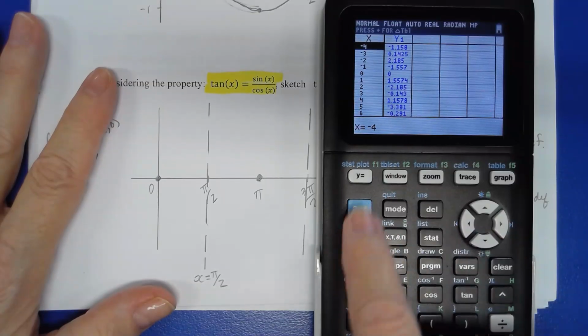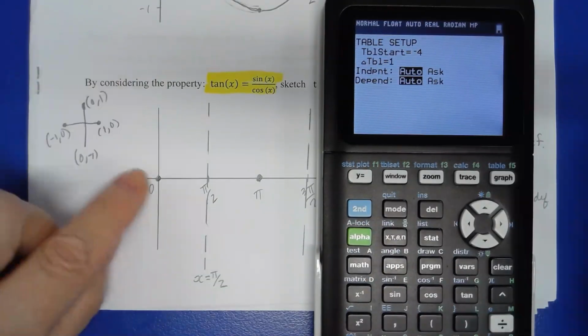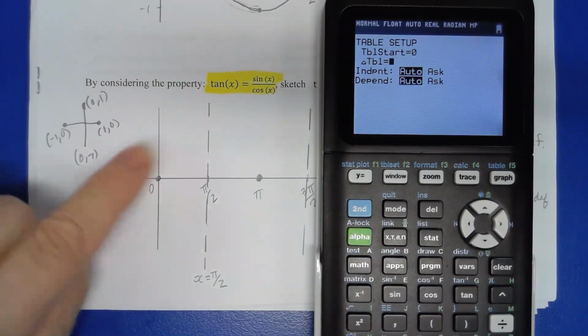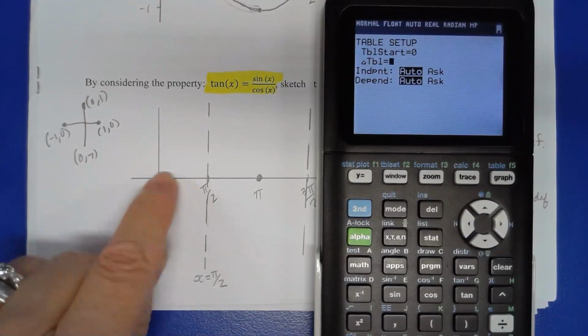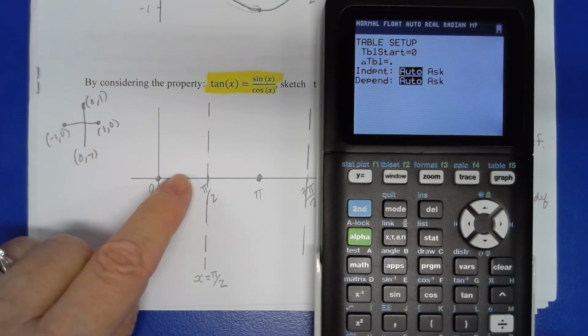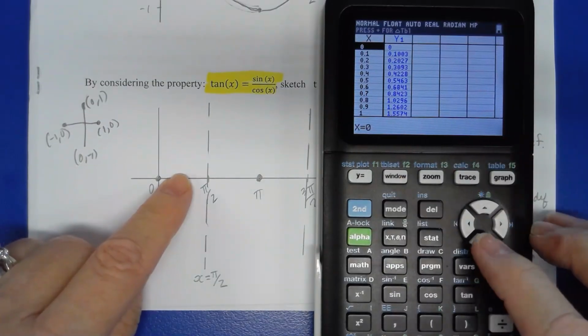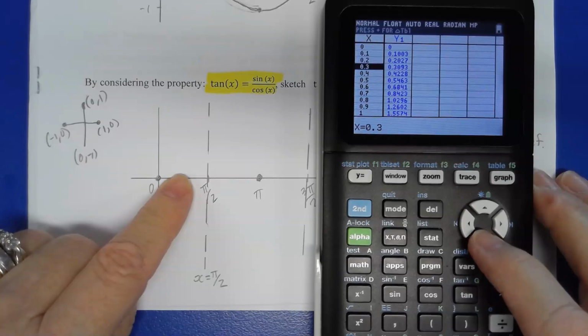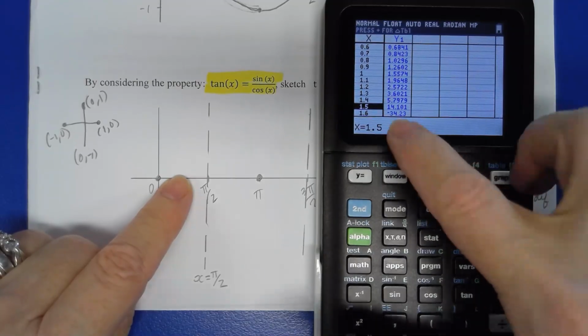Okay? And if I go into the table, I can see that, okay. Can you go table set for me? Second window, table set. I want to start at 0, and what am I going up by? Pi on 2? Maybe I want to see what's happening in between here. So maybe I'll go up by like 0.1. I can see that here, this is getting really, really big, and then all of a sudden, there, it goes negative.